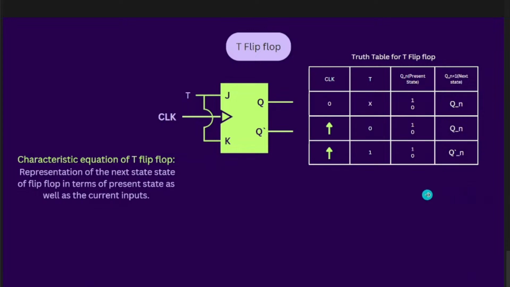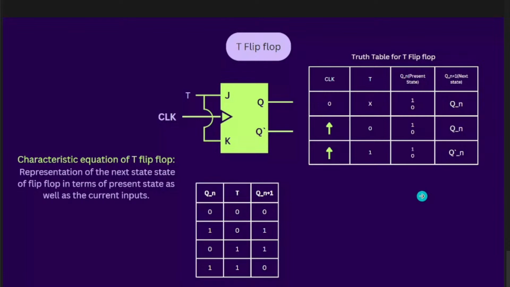We'll be using the T flip-flop here. So what is a characteristic equation? It is the representation of the Qn plus 1 state in terms of Qn and T. That is, a representation of the next state in terms of the present state and the toggle value.